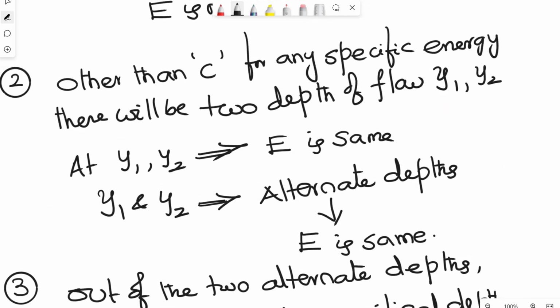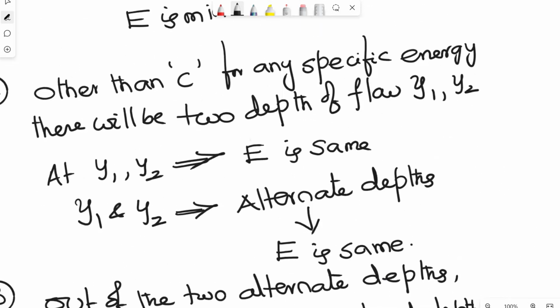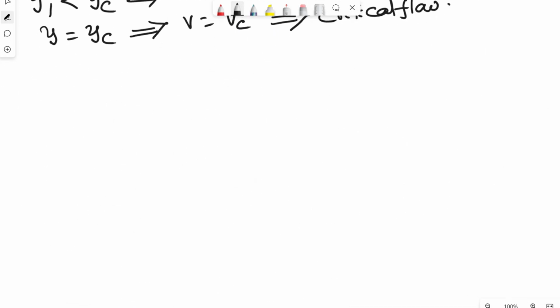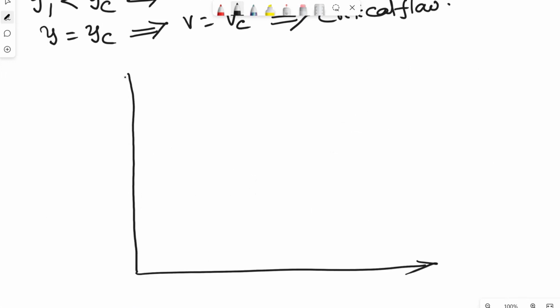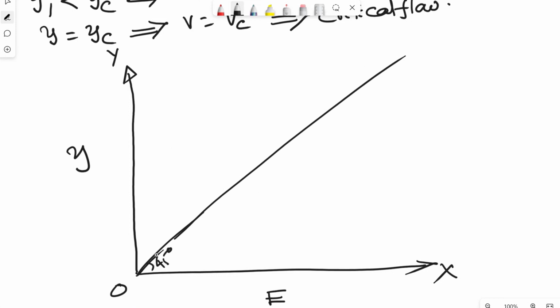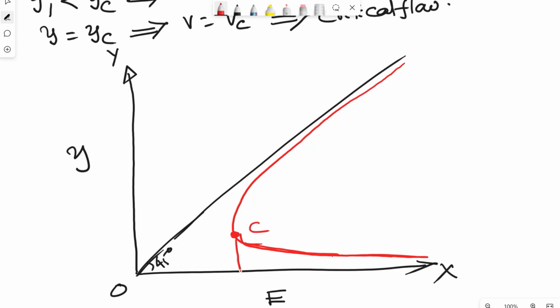If you go back to the curve, otherwise I will draw the curve one more time, no issues. Take the horizontal x-axis and y-axis. On this is E, on this is Y. First draw the 45 degrees line. Then take an asymptote to this, and again an asymptote to this. This is the point where specific energy is minimum.